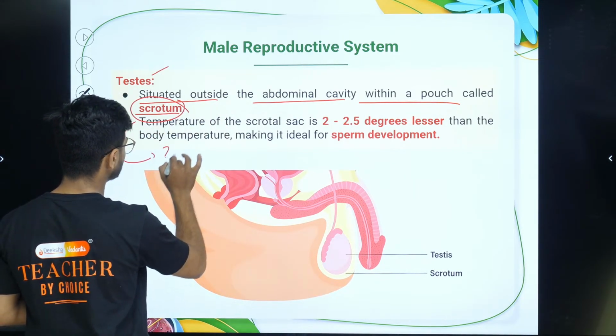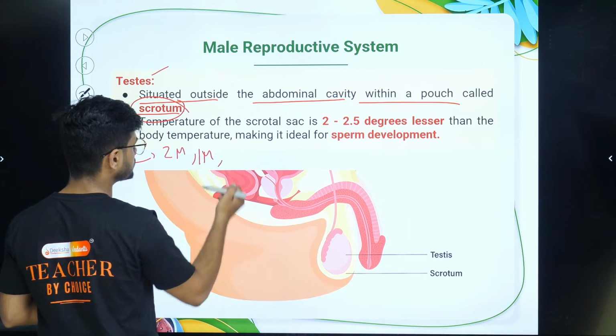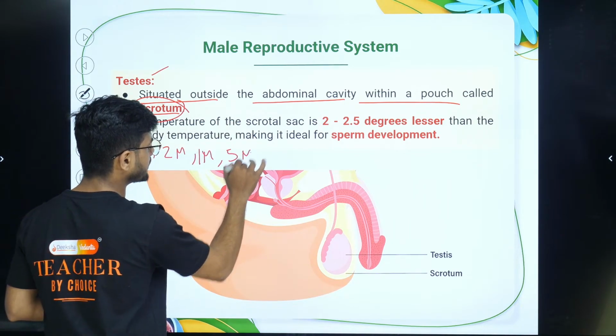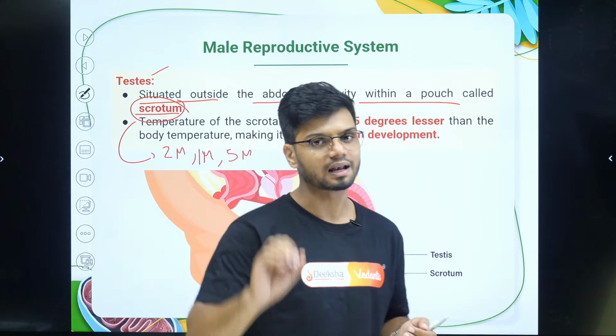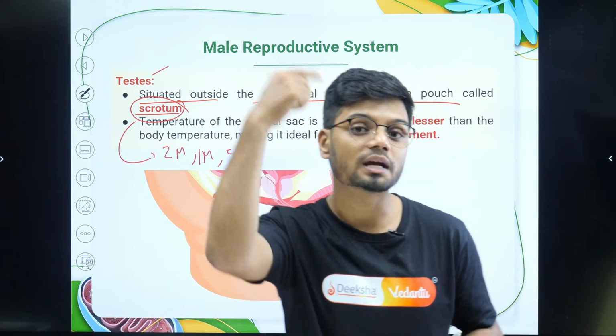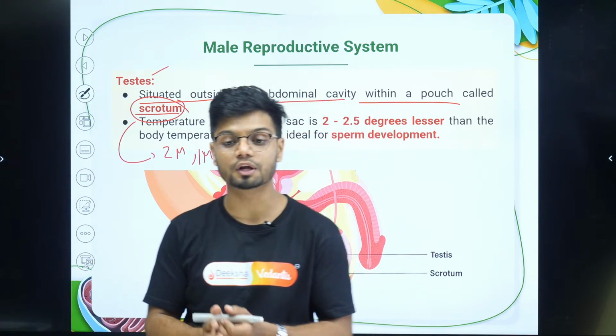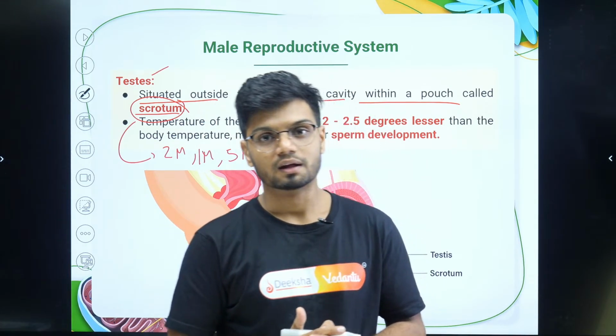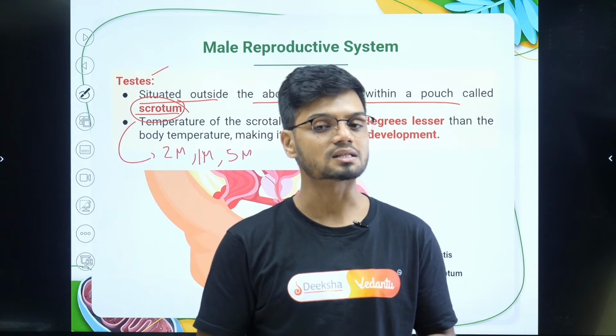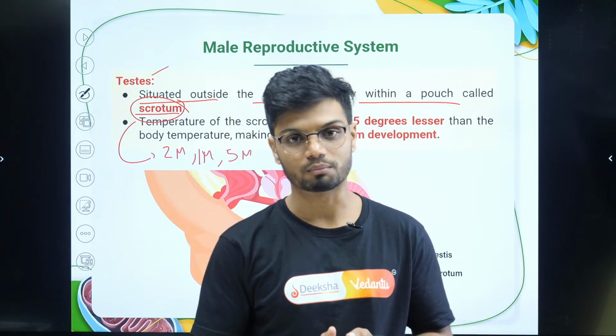This can be a 2-mark question, a 1-mark question, and it can also be one of the statements in a 5-mark question. For example, if you watch the sample paper video, they explain it there. Now there was one question: what if the testis doesn't descend in a male child?